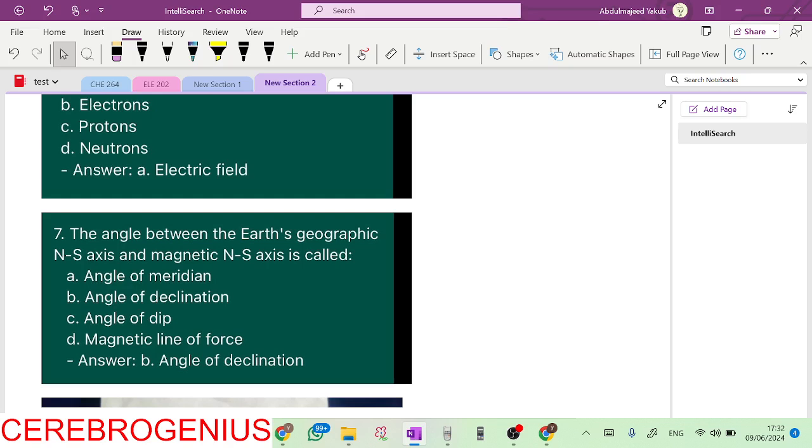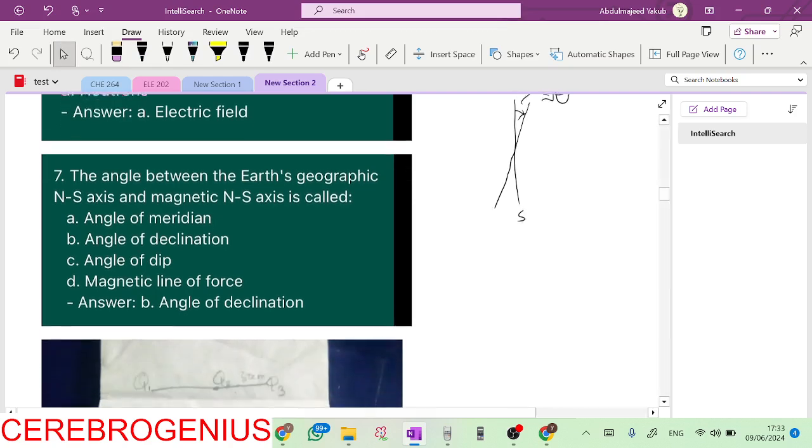The geographic north-south axis and the magnetic axis. Now, we call it the angle of declination. Yes, angle of declination. Let's assume that this is the geographic axis, north, south. Then the magnetic axis is slightly tilted away from that. I'm not sure if it tilts to the right or left, but this small angle that we have here is the angle of declination.